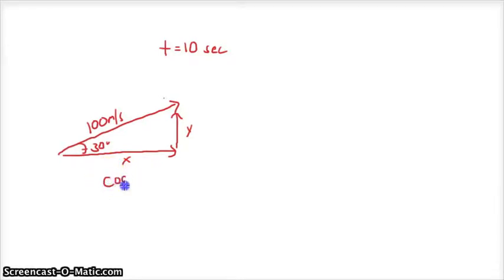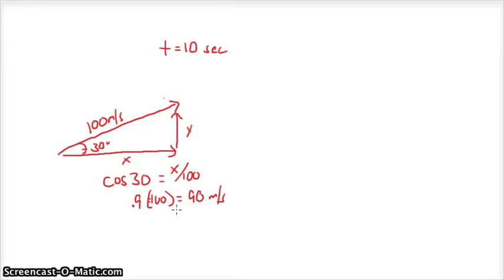In this case, cosine of 30 is equal to adjacent over hypotenuse, or x over 100. So cosine of 30, you should have that memorized, is 0.9. So 0.9 times 100 gives us x, which in this case will be 90 meters per second.